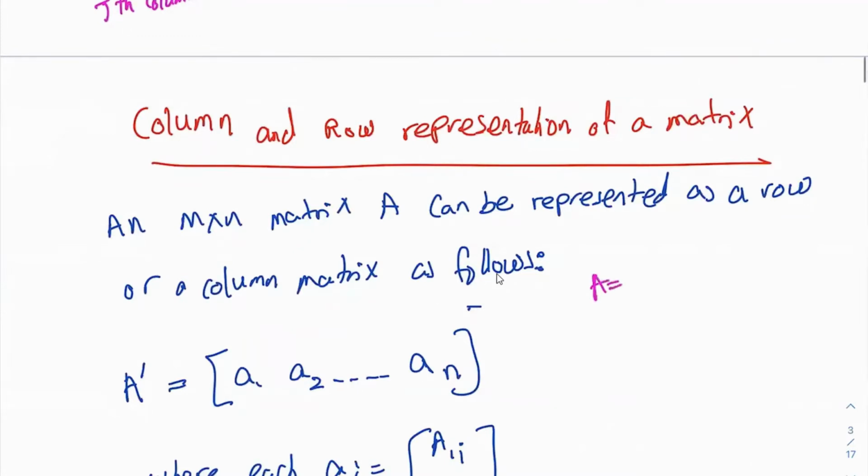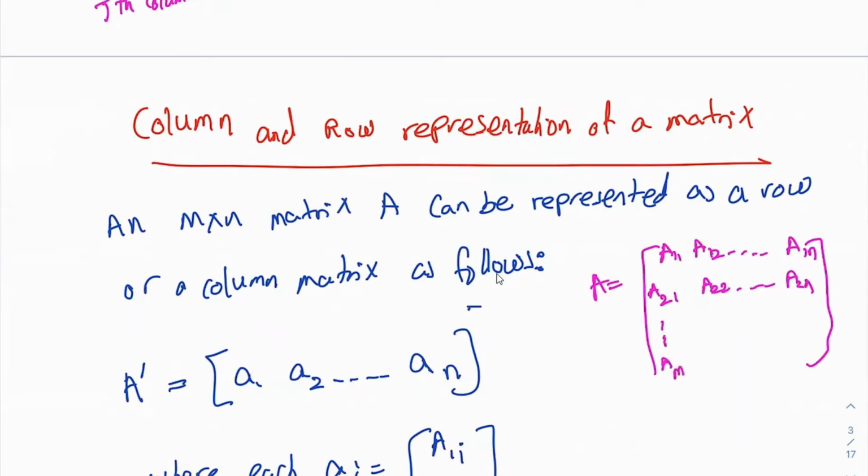Right? So what do I mean by matrix A? I can show the components or elements as lowercase or uppercase, it doesn't matter. Let's say it's like this: A11, A12, all the way to A1n. Then A21, A22, all the way to A2n, and then all the way to Am1, Am2, all the way to Amn.